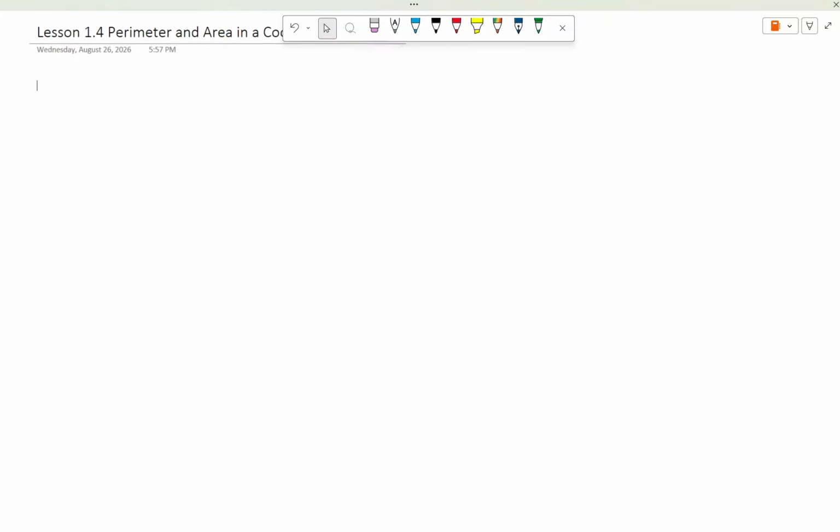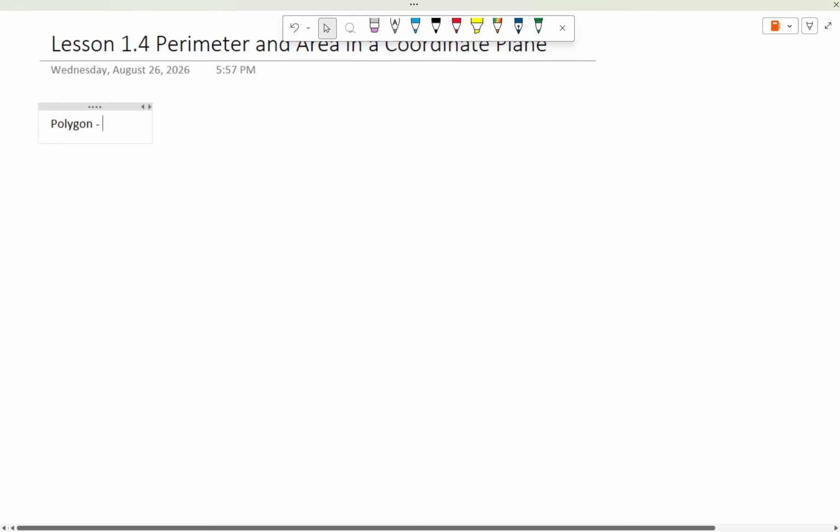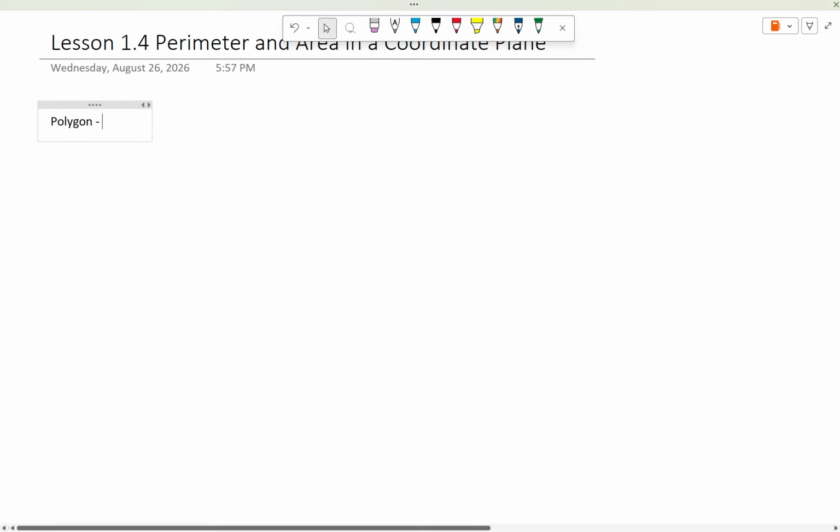Within this lesson, we're going to take the perimeter and area of a polygon in a coordinate plane. The first thing we're going to do is define what a polygon is. I want us to get away from using the word shape and start to use more academic terms. Some of these things are a little bit problematic because they're ambiguous. For example, we call something a corner.